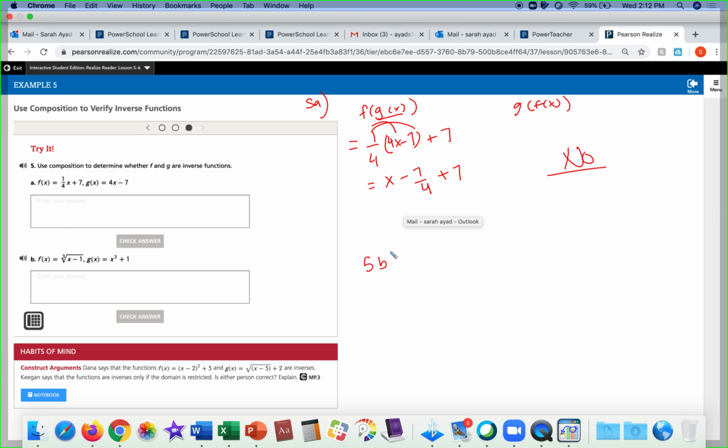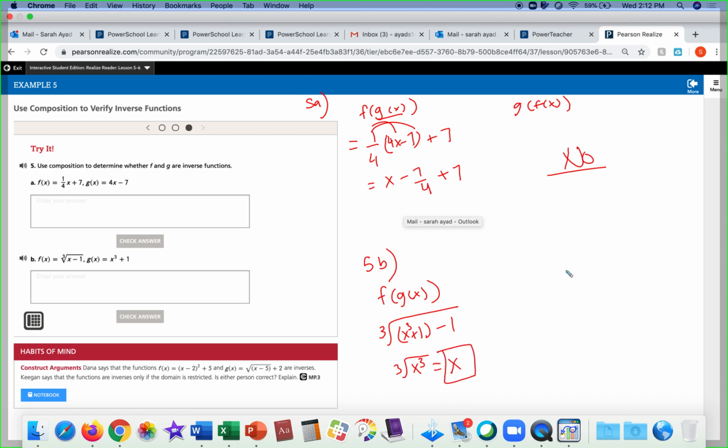Now I'll try 5b. F of g of x. Even if you do get x for one, still complete the other to show, yes, it works both ways and I do get x. So let's see. We have the cube root of something minus 1 all inside of the cube root. We're going to plug in x cubed plus 1 because that's g of x. What simplifies out first? Well, we see 1 minus 1. So then we're left with the cube root of x cubed. Cube root of x cubed is x.